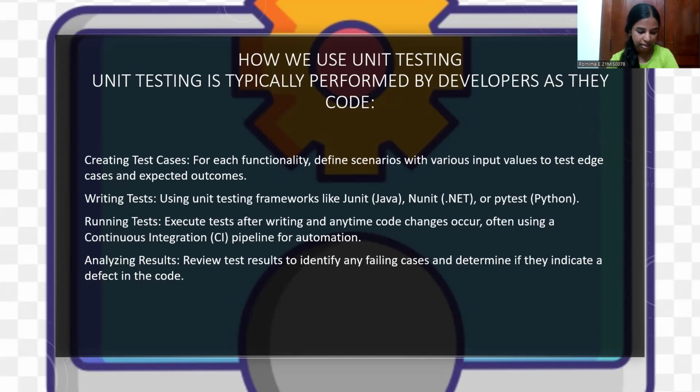Basically we have to design the test cases according to the scenario they have given, and write a test using unit testing frameworks like JUnit for Java, NUnit for .NET, and Python. Running the test: execute it and run it without bugs. And analyzing the results: review test results to identify any failing cases and determine if they indicate a defect in the code.